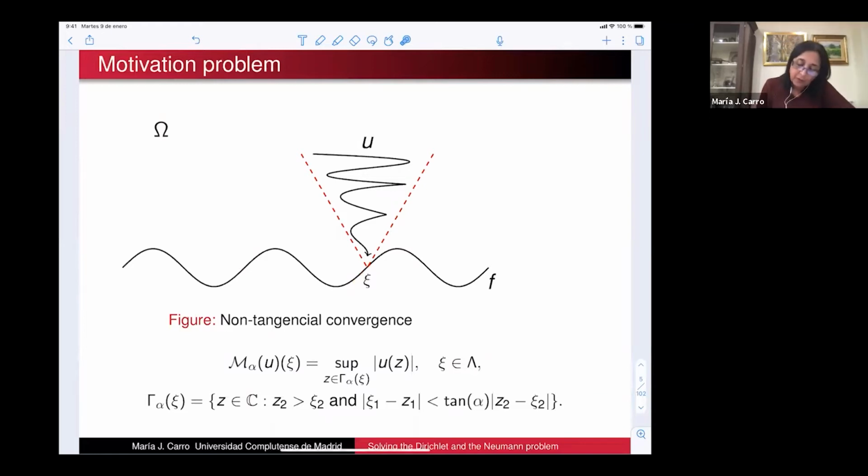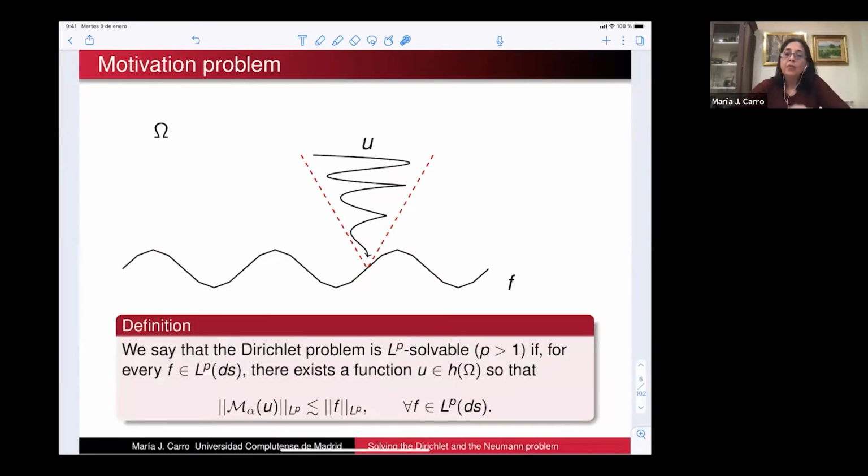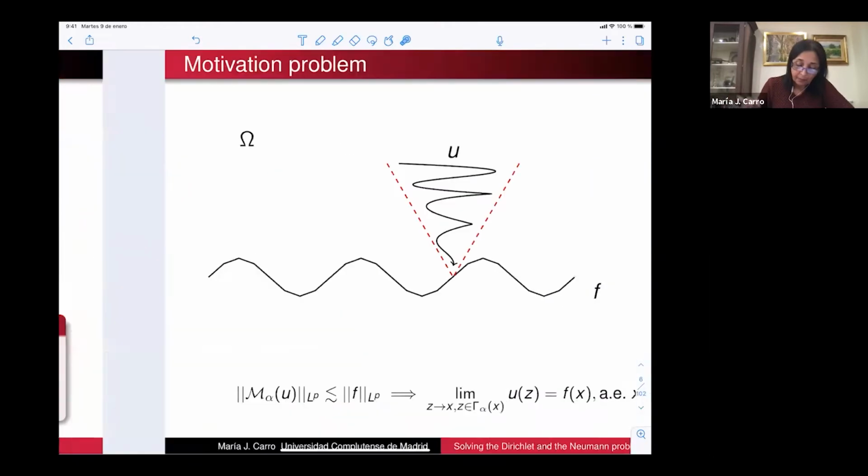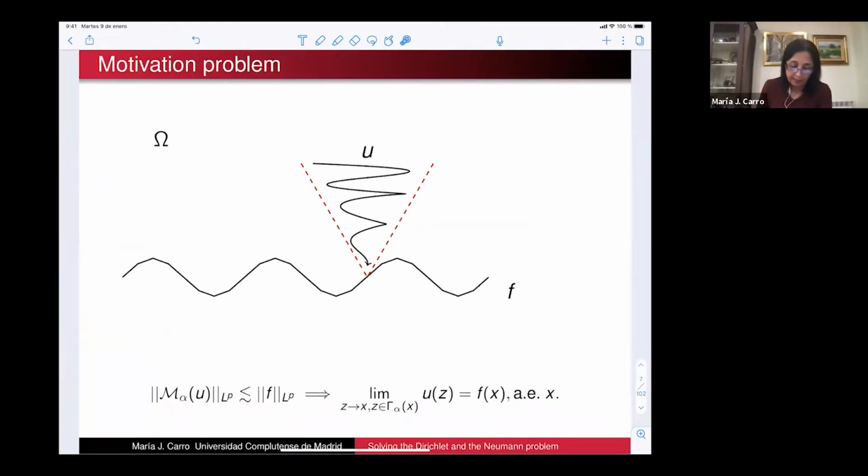So if we want to have almost everywhere non-tangential convergence, inside the cone, the definition that we are going to give is that the Dirichlet problem is LP solvable for p bigger than 1 if for every function f in the space LP, we can find a harmonic function in such a way that the operator M alpha is bounded from LP into LP. So this is going to be our definition. And here we have to assume that p is bigger than 1, because if p is equal to 1, this never happens. As I said before, if we have the boundedness, then automatically we will have convergence at almost every point.